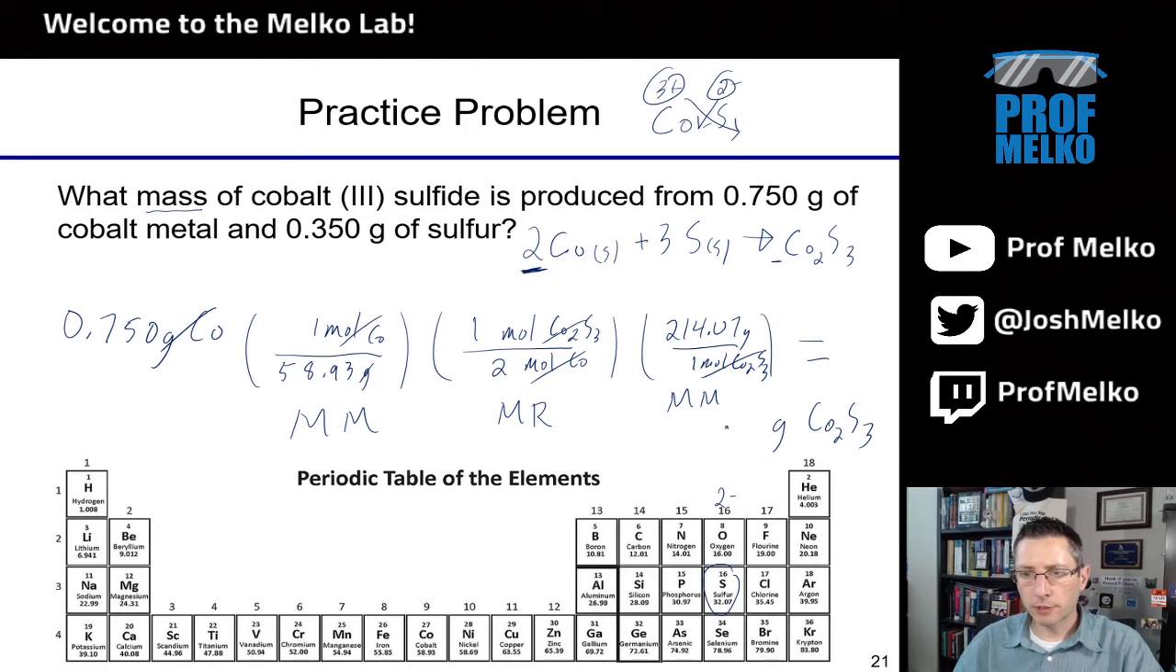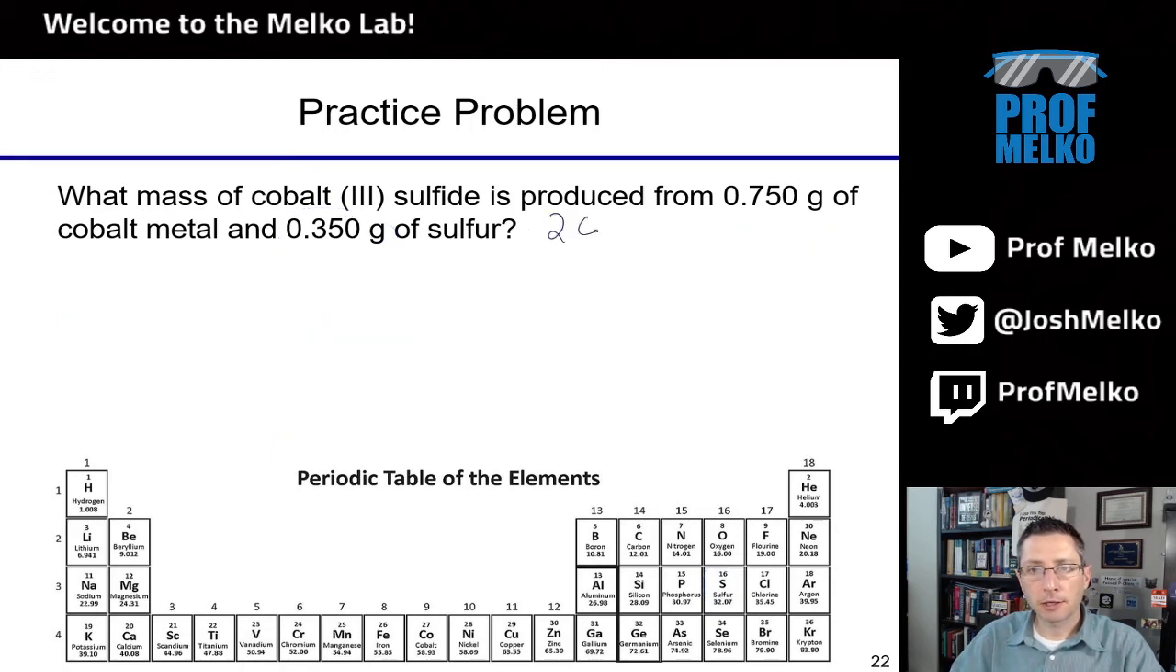I get 1.36 grams of cobalt-3 sulfide. Okay, so that is answer 1, but that's just the first half of this problem. I need to do a whole other stoichiometry problem, now considering the sulfur, the other reactant. So let's do this on another slide.